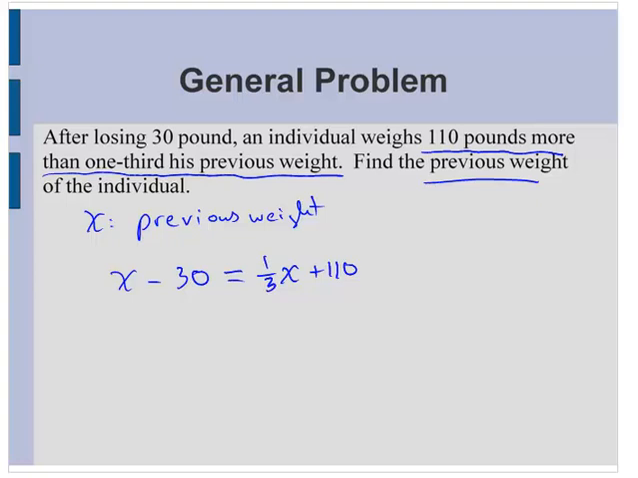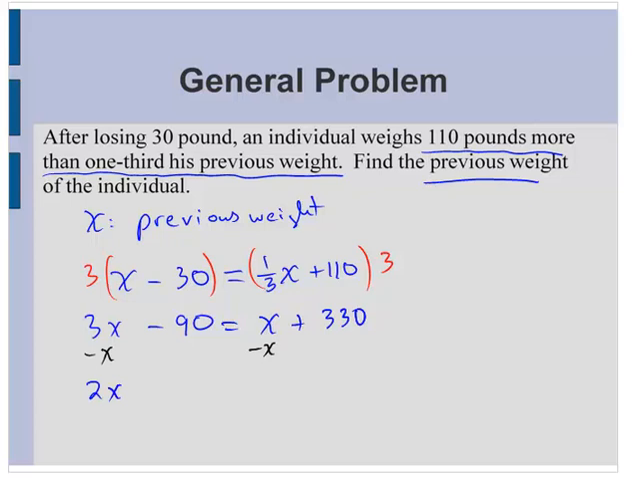I've got a fraction here, and I don't want to deal with that fraction, so I'm going to multiply both sides of the equation by 3. That'll help me clear fractions. 3x minus 90 is equal to x plus, 3 times 1/3 is 1, so 1x, plus 3 times 110, which is 330. Variables on both sides, so I'll subtract x from both sides. That'll give me a 2x on the left. Bring the non-variable terms to the right by adding 90, and that gives me 420 on the right.